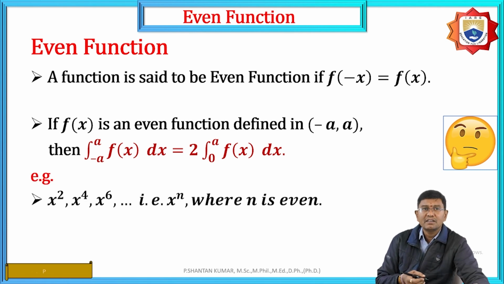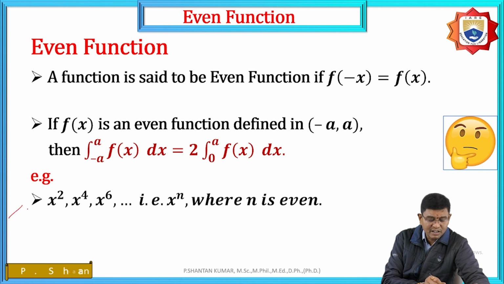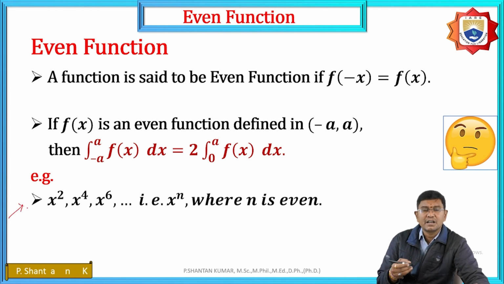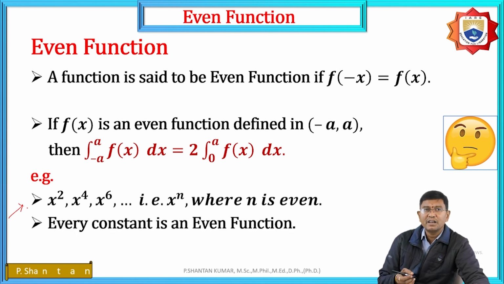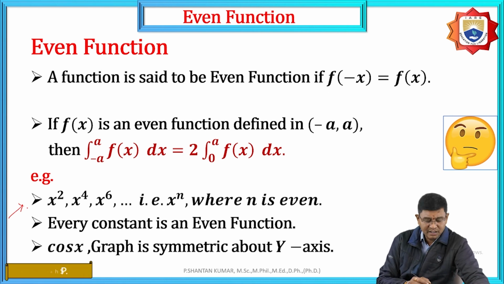Examples of even functions are x square, x power 4 and x power 6, that is x power n where n is a positive even number. Another example is that every constant function is also an even function. In the trigonometric functions, cos x is also an even function, and moreover the graph of an even function is always symmetric about the y-axis.